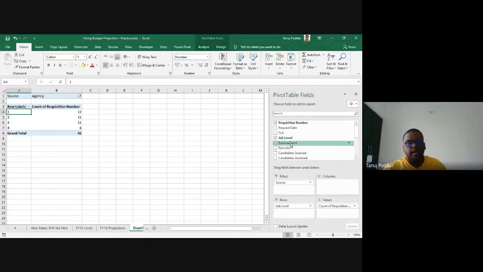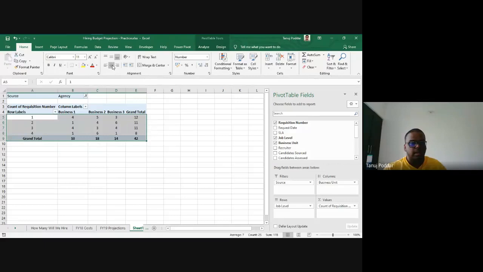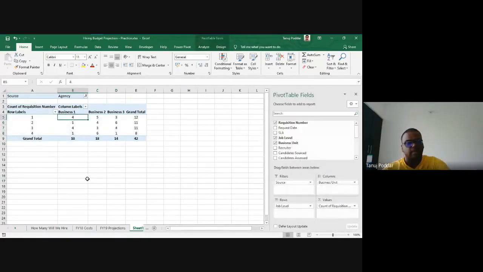Now, I also want to look at it from a business unit differentiation. So I can just pull these things, and I get the count of requisitions. So I've had 42 people from all these different businesses through agency and at these job levels. Now I want to know the average cost. So I know the total number of people that I've hired. I also know the total cost. How would I calculate the average cost?